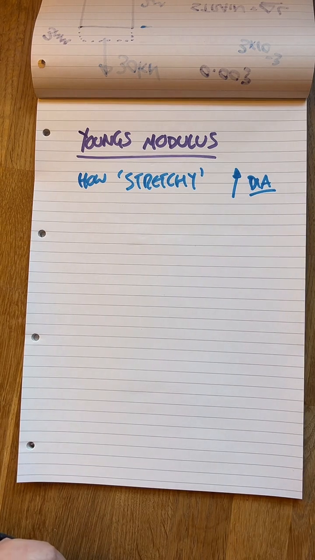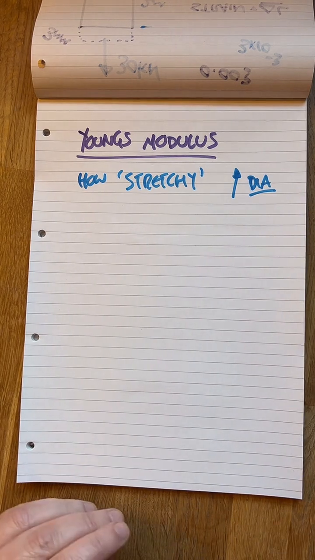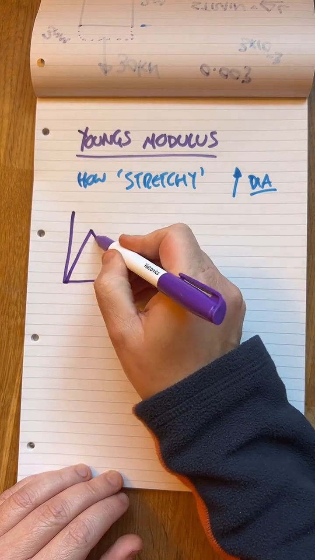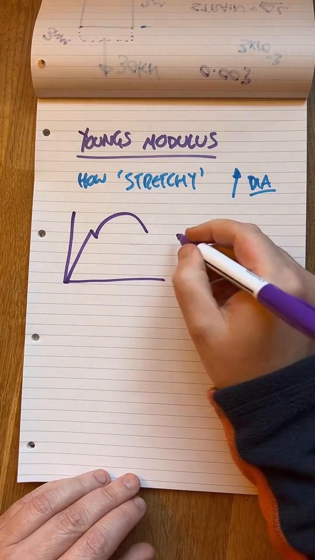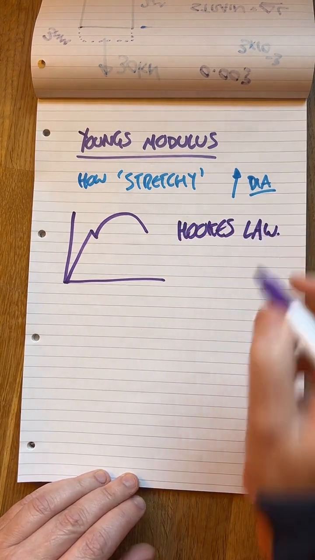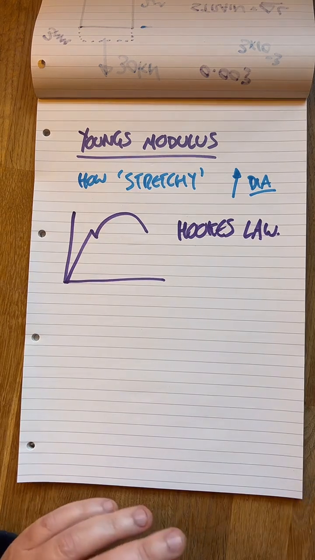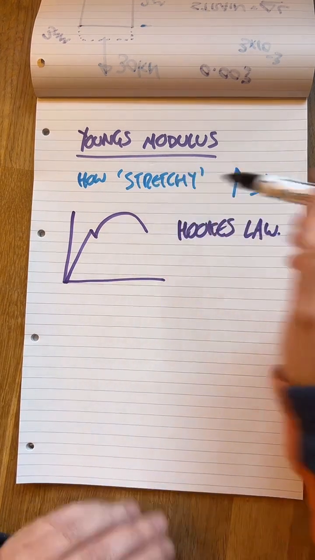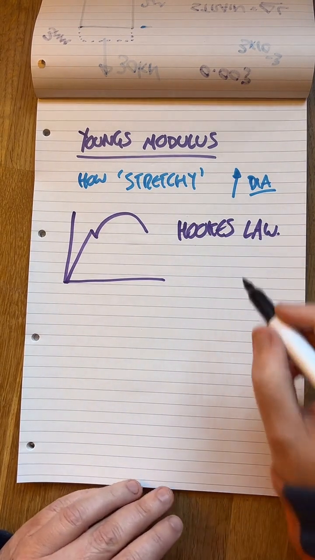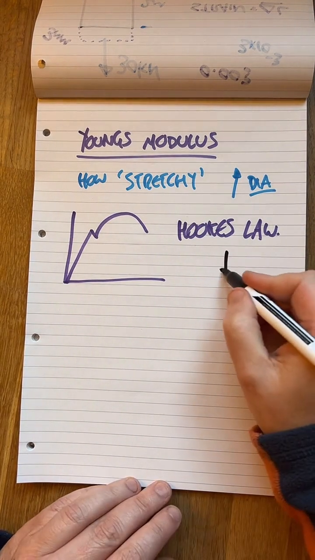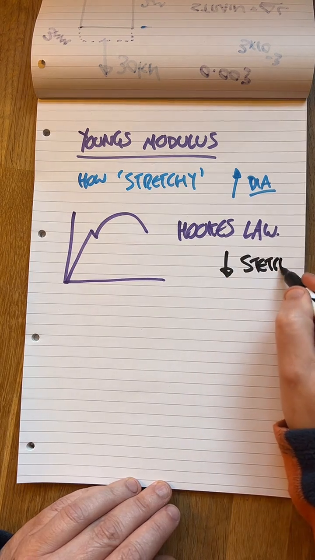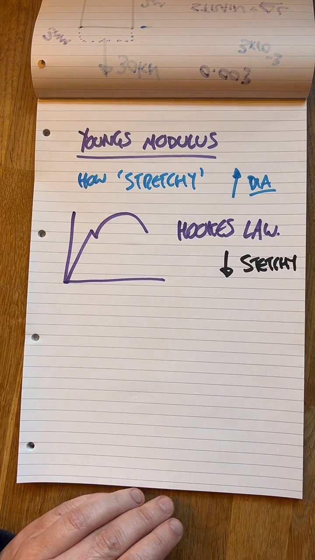You might have seen a graph like this in physics or chemistry or materials, this tensile test graph, because you might have done Hooke's law. Young's modulus is how stretchy something is. Diamond is not very stretchy, so it has a high Young's modulus. Plastic has a very low Young's modulus because plastic is stretchy.